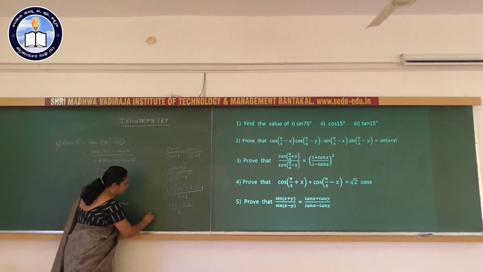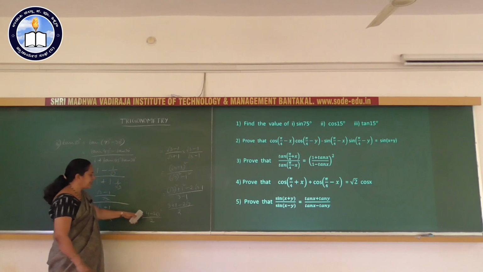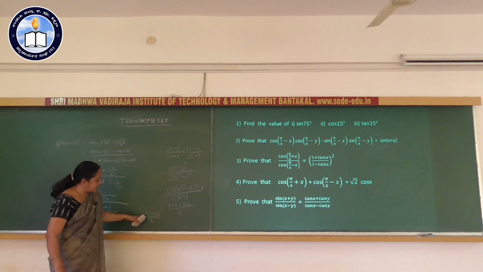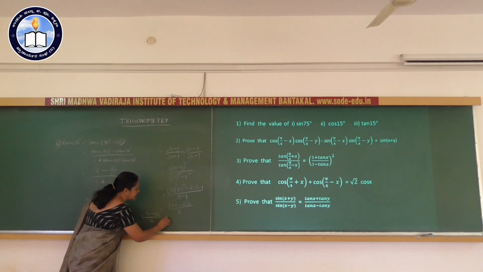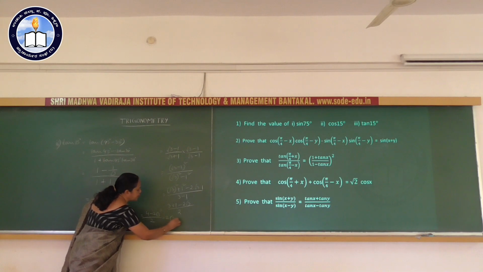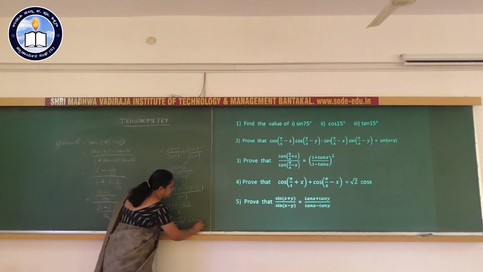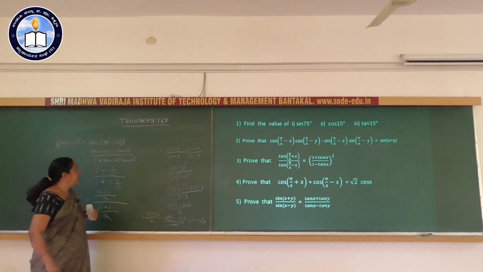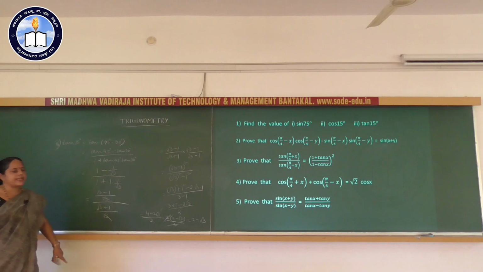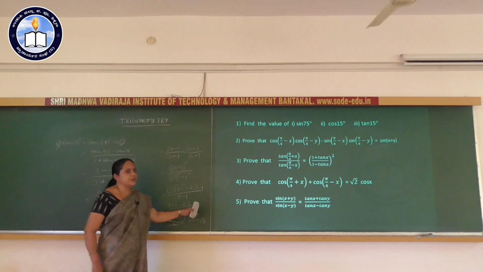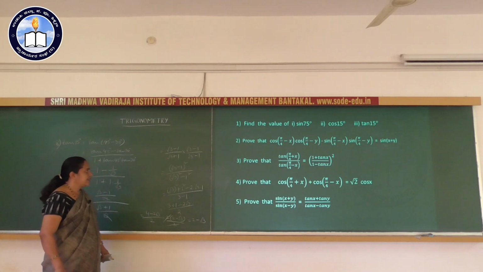3 plus 1, 4 minus 2 root 3 divided by 2. You can take 2 common factor outside. It is same as 2 into 2 minus root 3 divided by 2. 2 cancels. It is equal to 2 minus root 3. Therefore, tan 15 degrees is equal to 2 minus root 3.